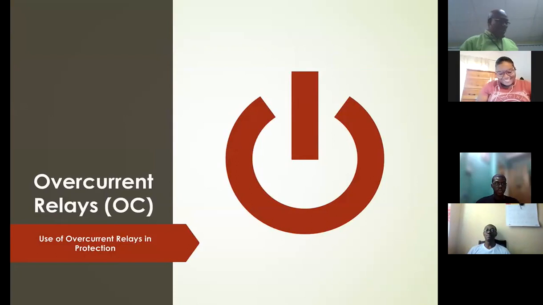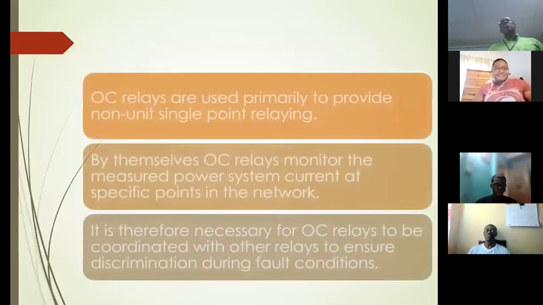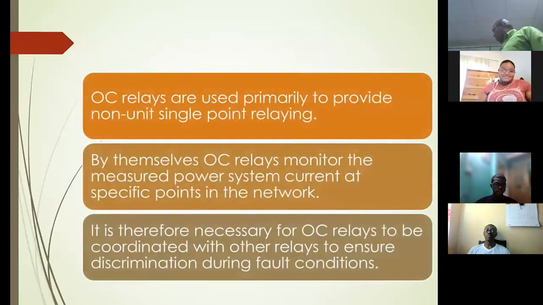All right. So, overcurrent relays. Now, we may have mentioned the whole business of unit protection. You know, you're looking at a specific point or specific component within your protection system. The overcurrent relay, we use that primarily for non-unit single point relay. So it gives coverage in many instances, not just to a single device, but it may give coverage to a section of your power network. All right.